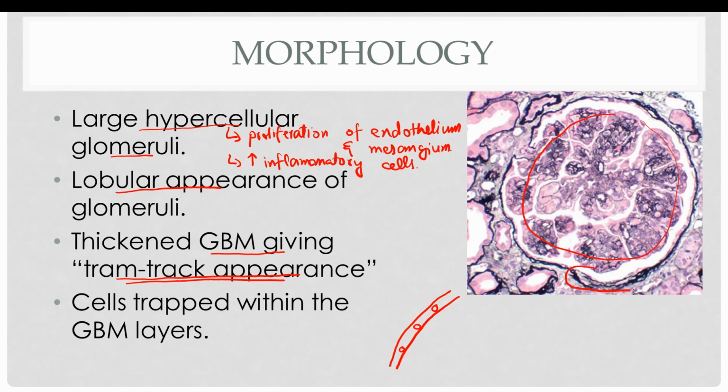As you can see here, the glomerular basement membrane gives a double contour and there are cells entrapped between these double membranes. The cells could be either inflammatory cells, mesangial cells or endothelial cells.